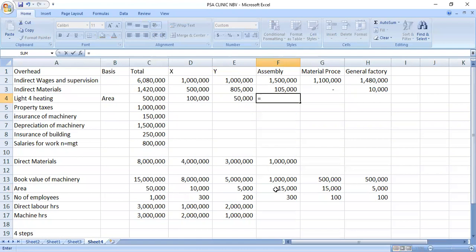Assembly. So for these ones, let me be fast since you already know what to do. Overhead itself. Material is saying this one divided by this one times overhead itself. And then this one.